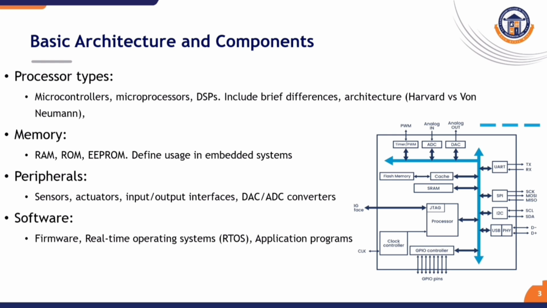Suppose you are choosing a Harvard architecture, we need separate memory for data and instructions. On the other hand, if the von Neumann architecture is used, there is a common memory for data and instructions.